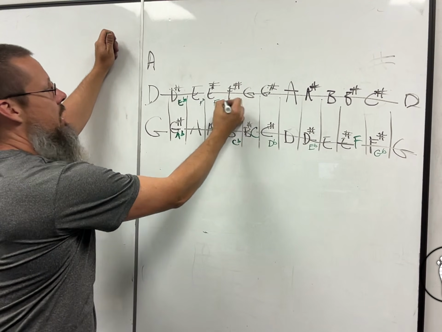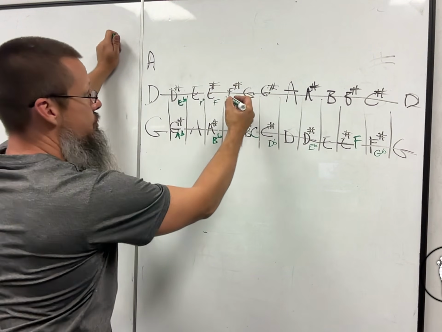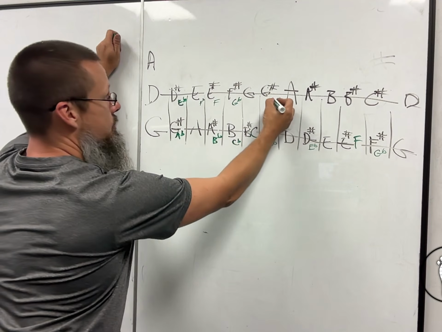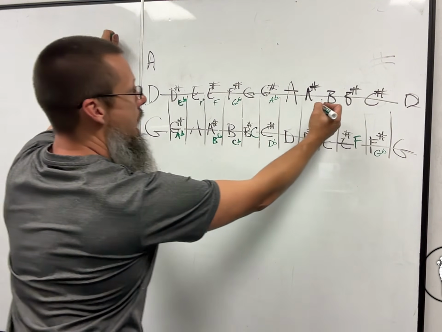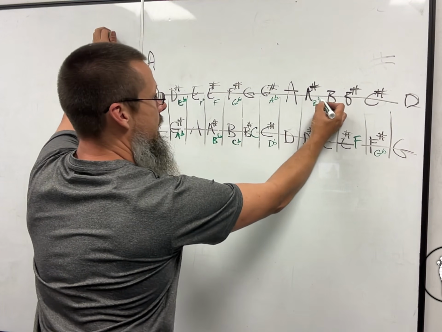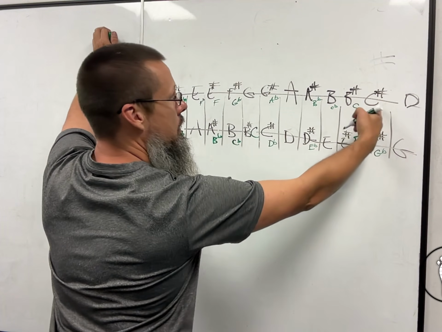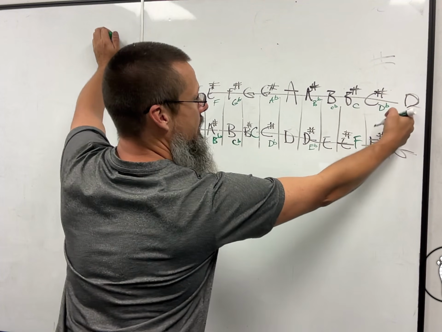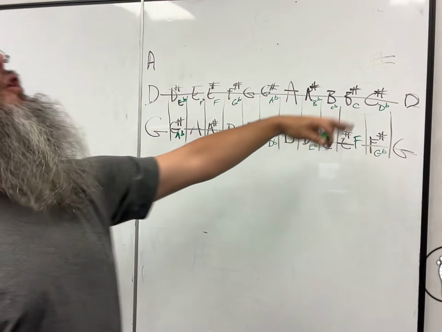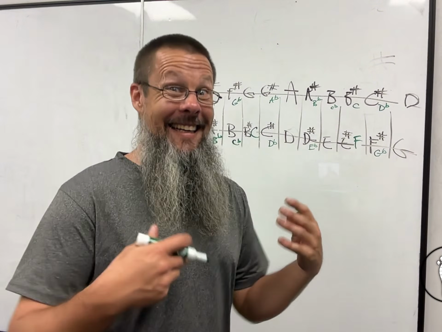This E sharp is an F natural, F sharp is a G flat, G natural. This G sharp is an A flat, A sharp is a B flat. Of course our B is a C flat, our B sharp is a C natural, C sharp is a D flat, and then D, you can even call the D an E double flat.